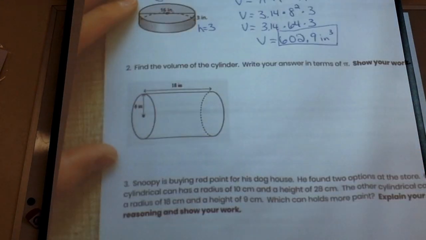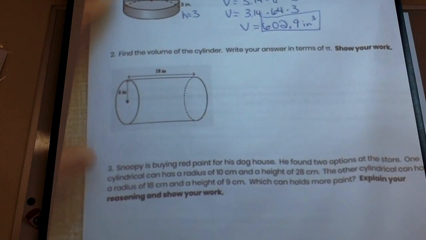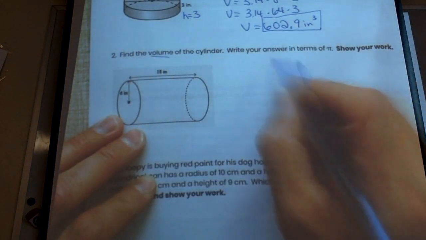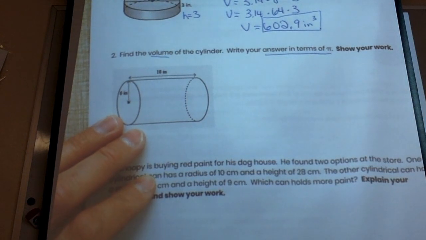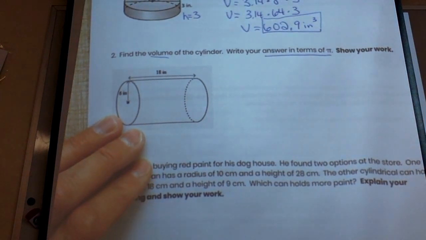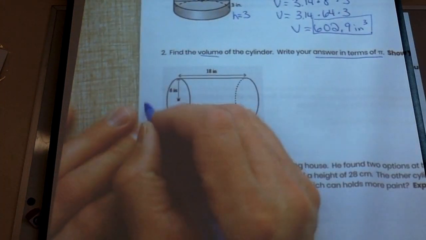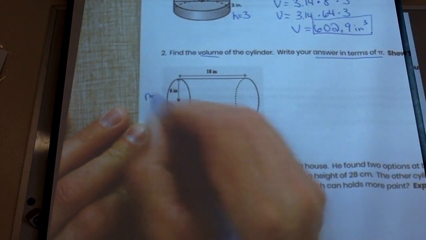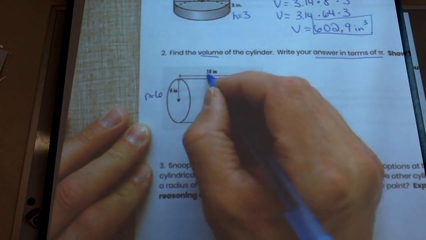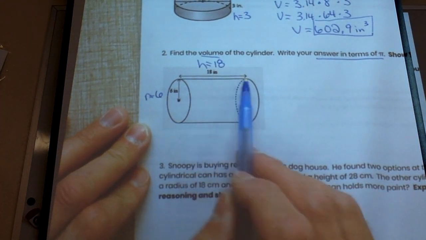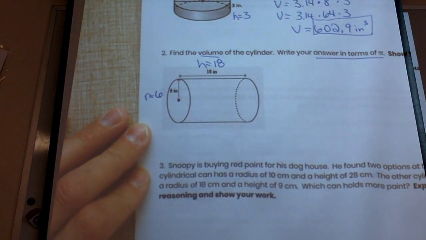Number 2. Almost identical to number 1, however, let's see what they're asking. So we're going to find the volume of the cylinder again. This time we have to write our answer in terms of pi. So that means we're not getting rid of our pi. Our pi is going to be part of our answer. So I'm going to write down the things that we know. We know our radius, in this case, is 6. And we know our height is 18. It might look weird that our height is 18. It's only because our cylinder is laying sideways.